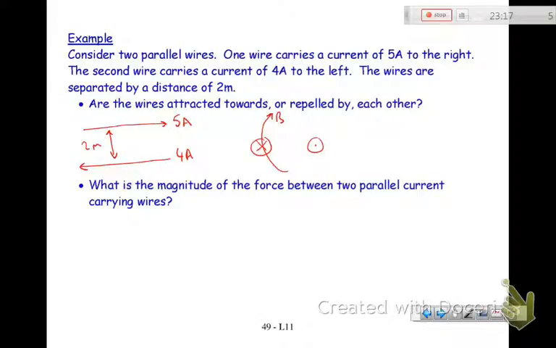There's my B. I'm sorry, I just messed up big time. That one's going in that direction. So the current is coming out of the page, and so my magnetic field is going in a counterclockwise direction, and so here it's going downwards.